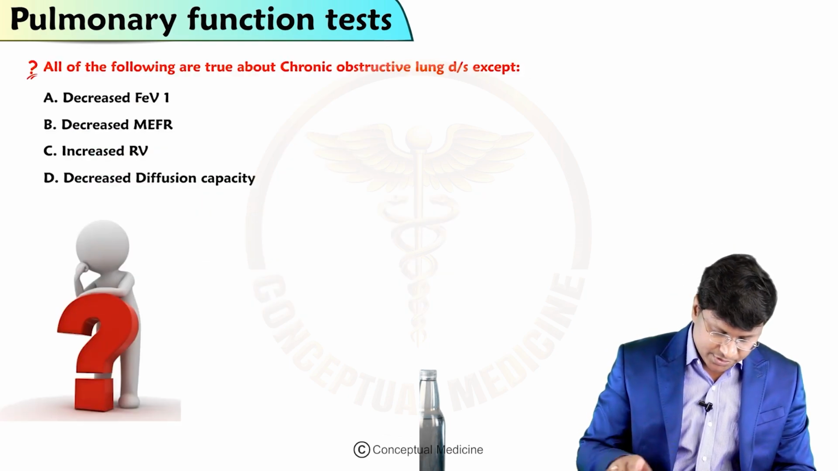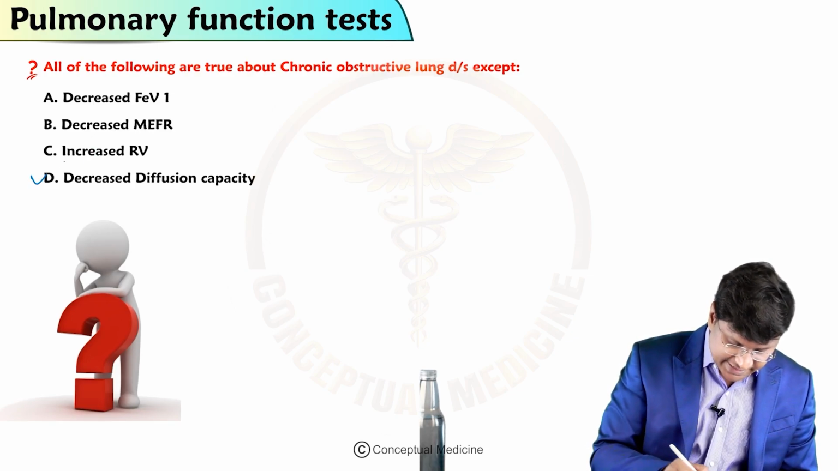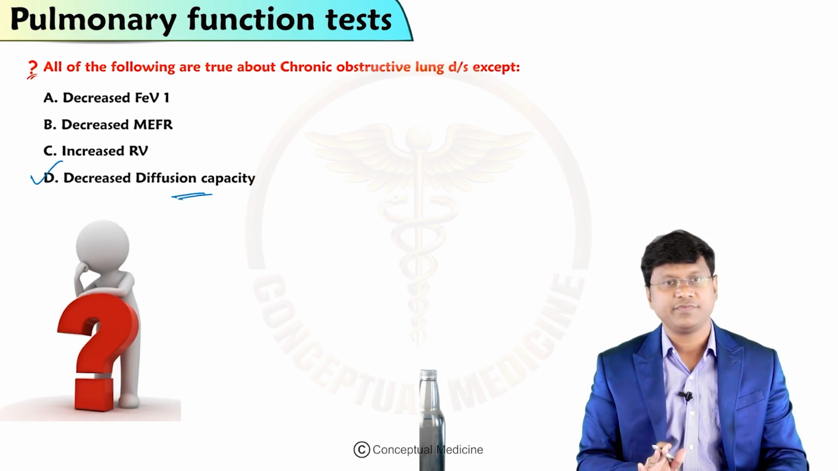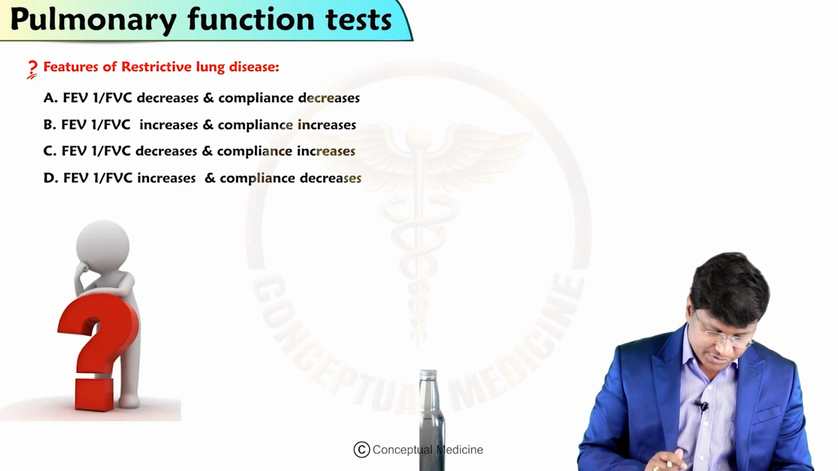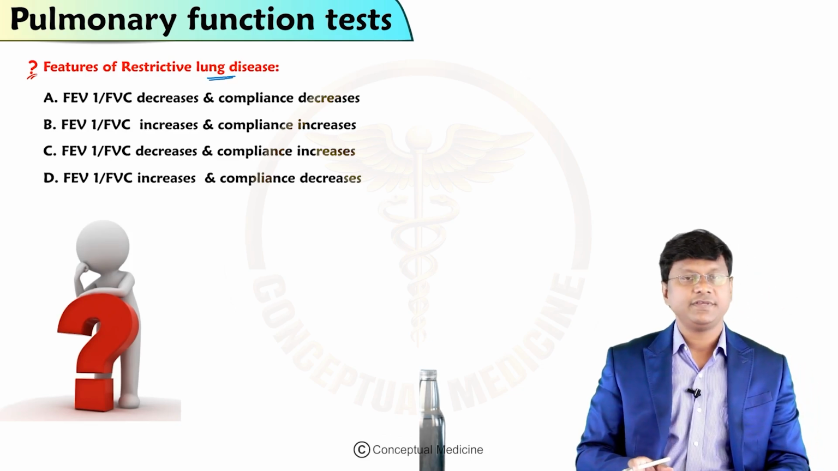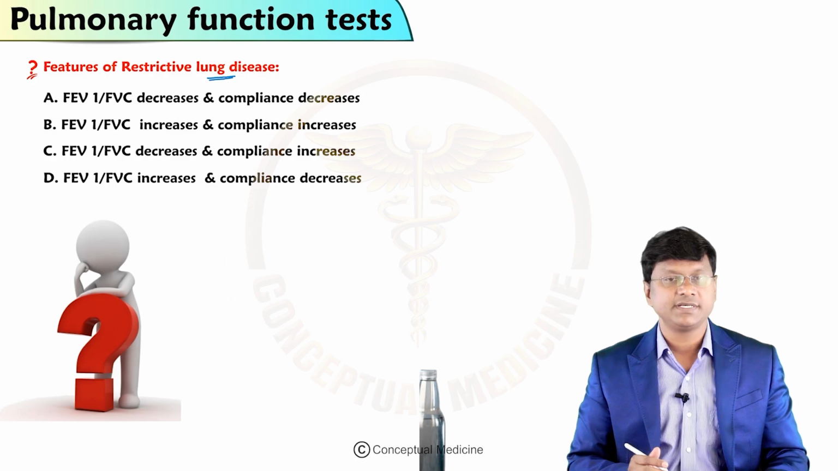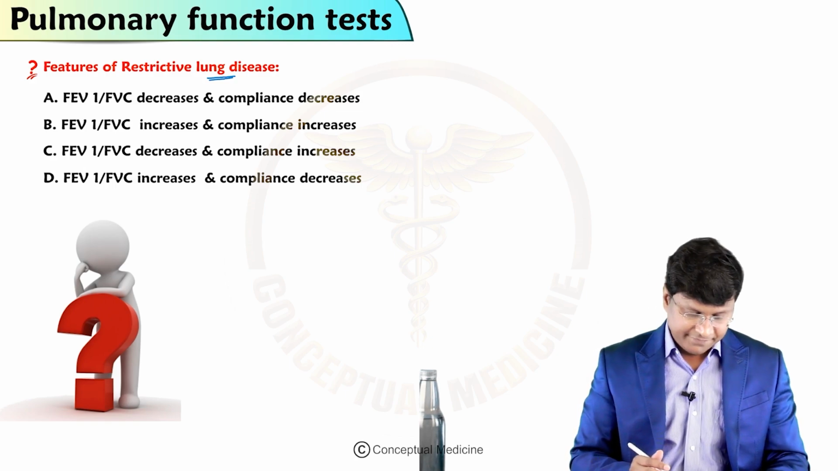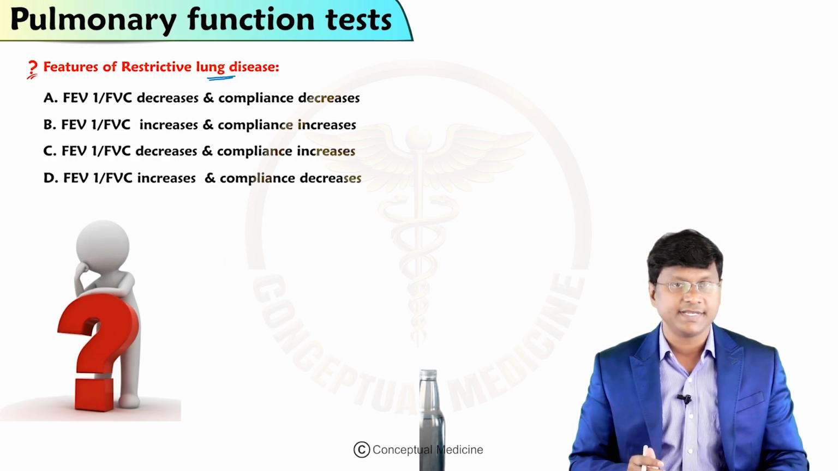So going back to the question, all of the following are true about chronic obstructive lung disease except: the answer is decreased diffusion capacity. That is what we have discussed now. Next, you see another important question. Features of the restrictive lung disease: FEV1 by FVC decreases and compliance decreases; FEV1 by FVC increases and compliance increases; FEV1 by FVC decreases and compliance increases; FEV1 by FVC increases and compliance decreases.